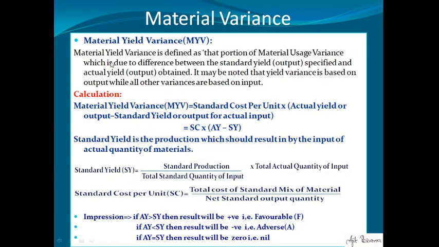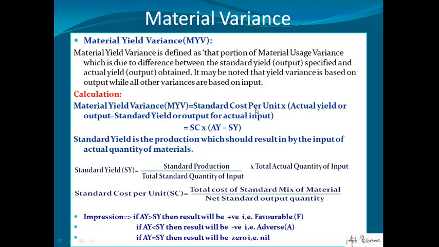Material yield variance. Material yield variance is defined as that portion of the material usage variance which is due to difference between standard yield or output specified and actual yield or output obtained. It may be noted that the yield variance is based on output while all other variances are based on input.